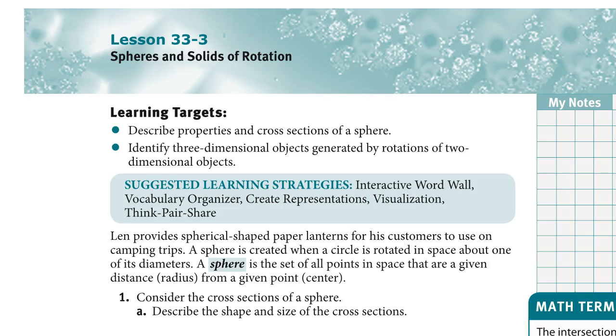This video is for lesson 33-3, Spheres and Solids of Rotation. Learning goals are to discuss the properties and cross-sections of a sphere and to identify three-dimensional objects that are created by rotating a two-dimensional object.